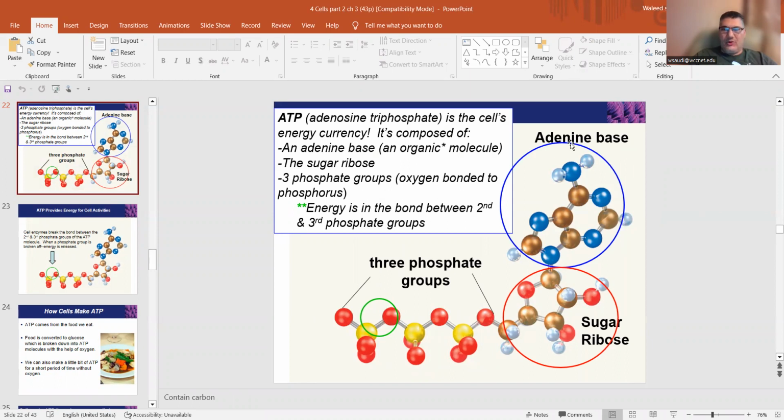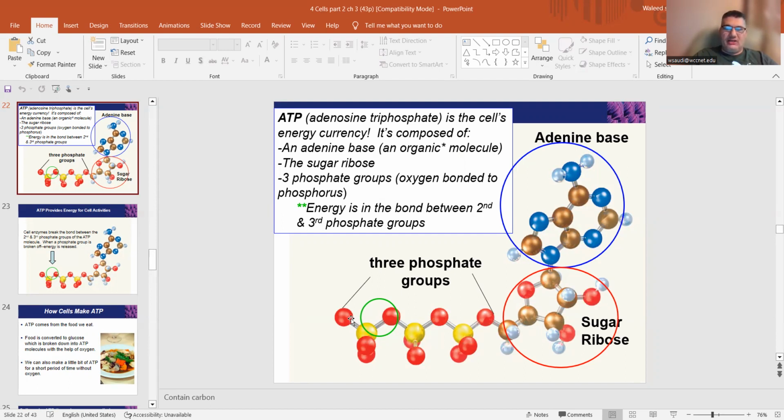Adenosine: this part in the blue circle is adenine, it's a base. And the one that's circled in red is the sugar called ribose. So adenosine is adenine plus the sugar ribose. This is adenosine. It's called adenosine triphosphate because it has one phosphate, two phosphates, three phosphates. That's why we call it adenosine triphosphate.